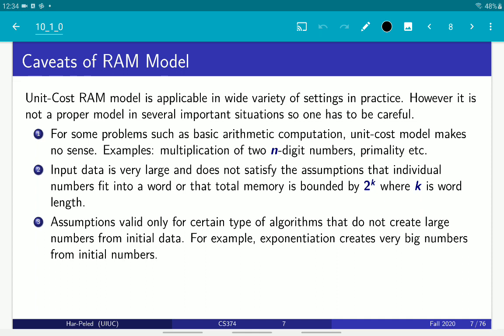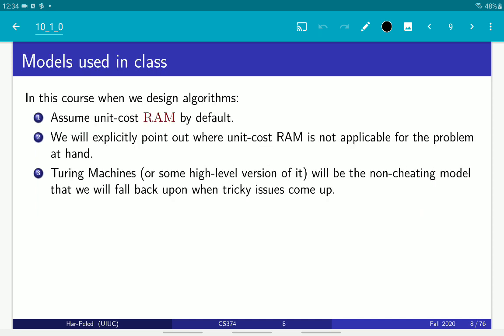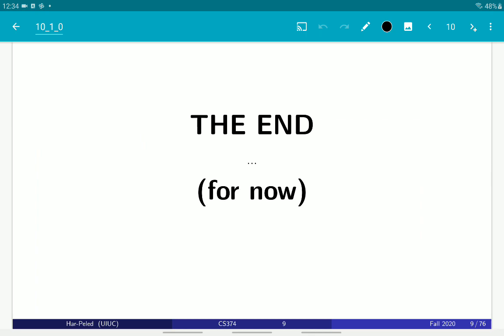So when we get to this fork in the road where we need to be careful about the size of the words, we will explicitly say so. But most of the time, we don't have to worry about it. You can just assume that words are unbounded and we don't have to worry about this low-level nonsense. So we are assuming a unit cost RAM model, and whenever it breaks for our purposes, we will say so explicitly. This is it for now.